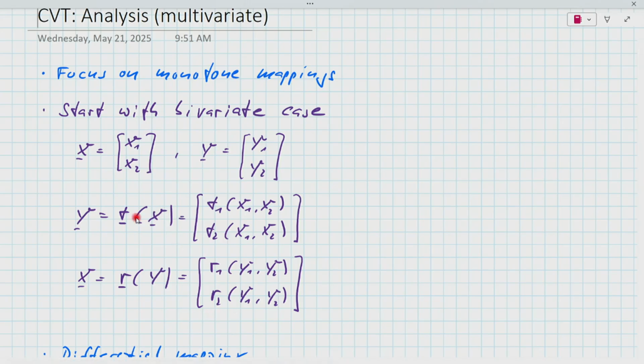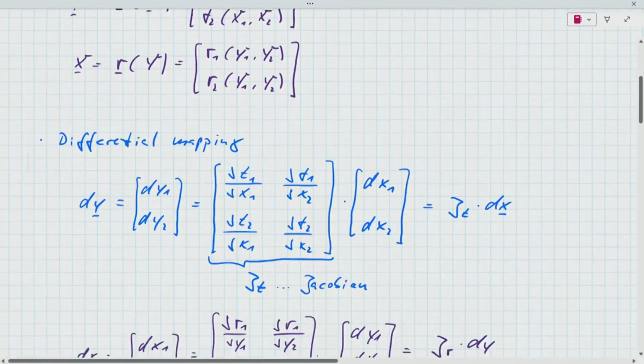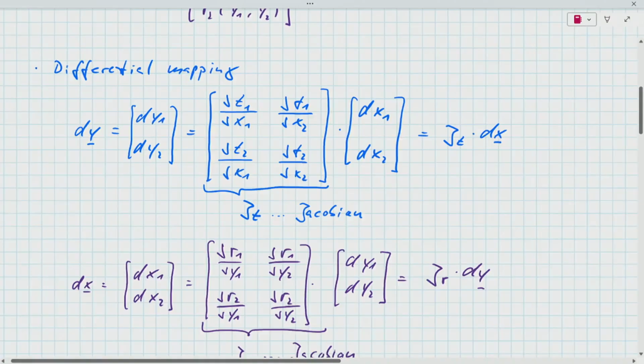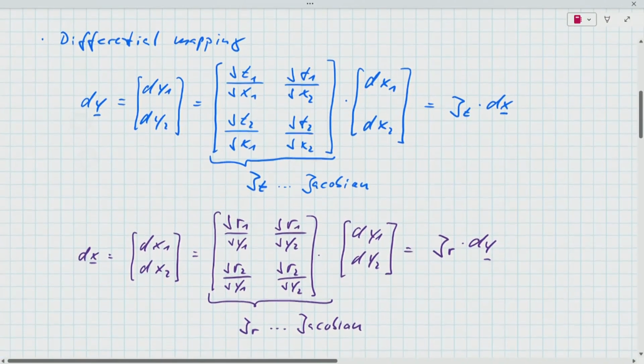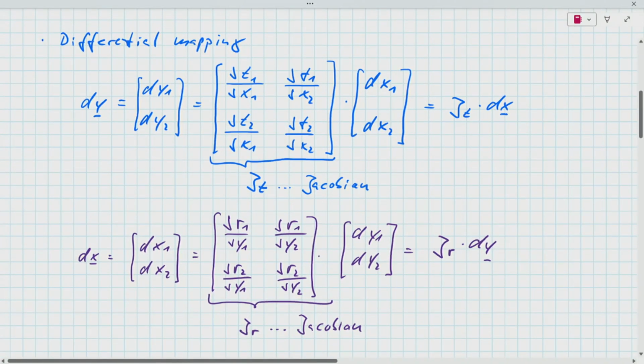So we have the forward transform, we have the backward transform, and if these were linear transformations, they would be easy to analyze, but we have nonlinear transformations. So what we want to look at are differential mappings, so locally linear mappings for the analysis. And we saw that for the univariate case already, that we need differential mappings.